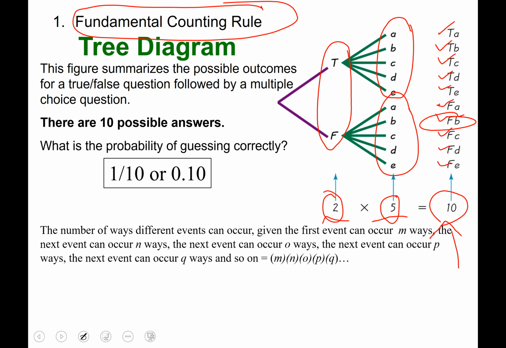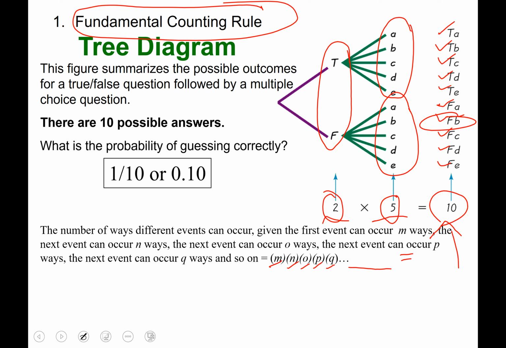All right, let's try another one. The number of ways different events can occur. Oh, this is the definition of the fundamental counting rule, not an example. The number of ways different events can occur, given the first event can occur m many ways, the next event can occur n many ways, the next event can occur o many ways, the next event can occur p many ways, the next event can occur q many ways, and so on. You just take those number of ways, let's say m times n times o times p times q, and so on, and whatever your result is the number of possible ways those events could occur.